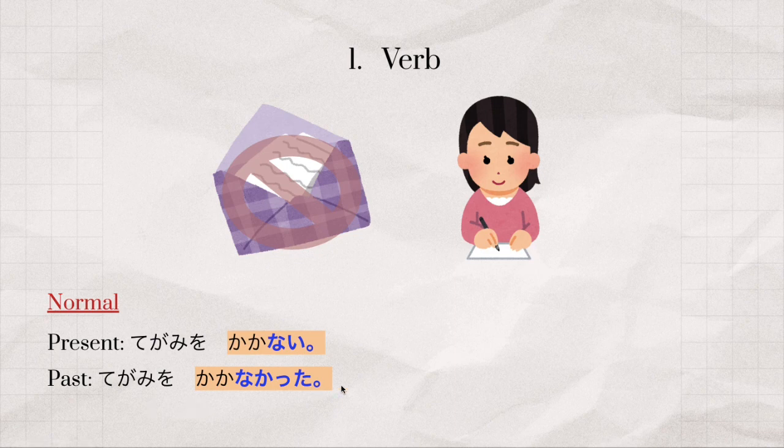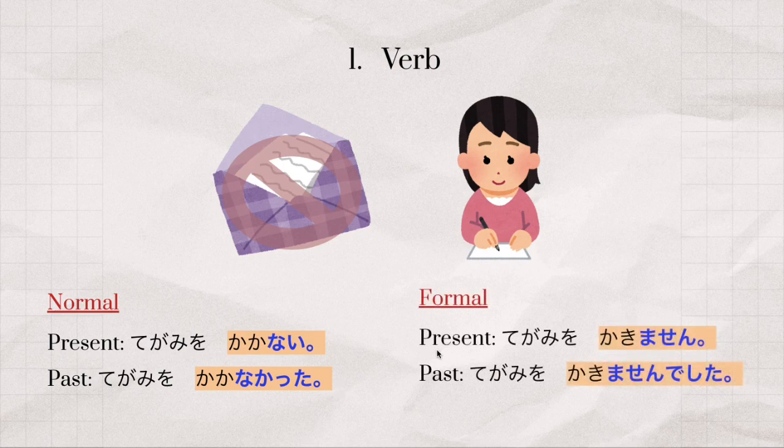To say this in formal, present would be 手紙を書きません. Past tense would be 手紙を書きませんでした. So similar to the one from the last line, ない is converted to ません. なかった is converted to ませんでした.